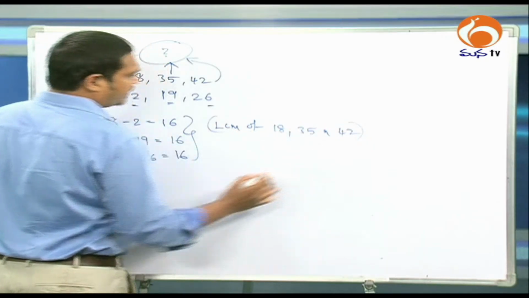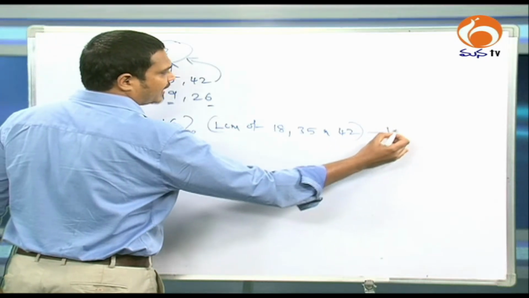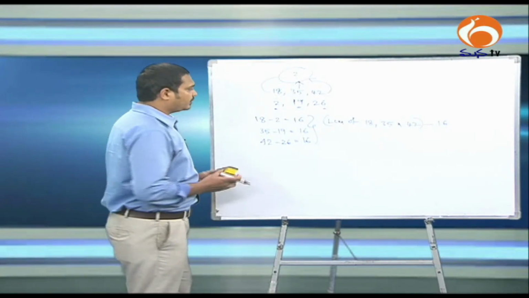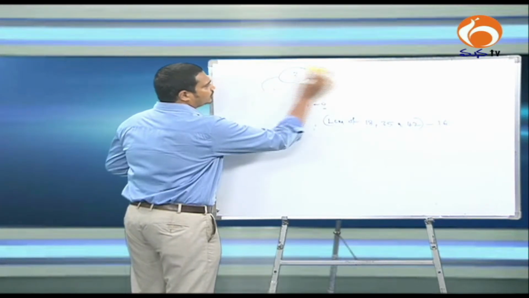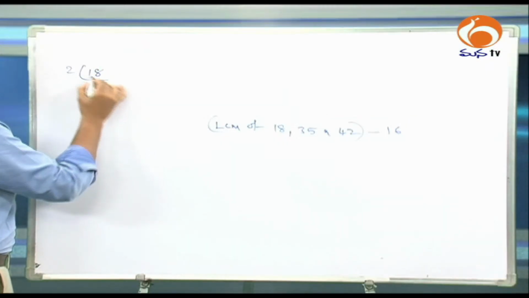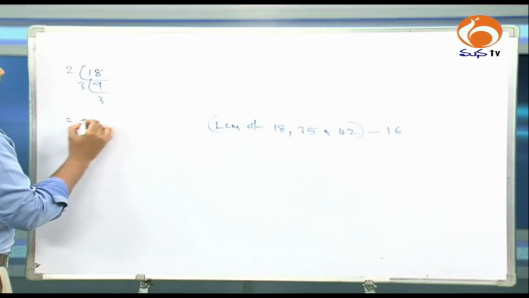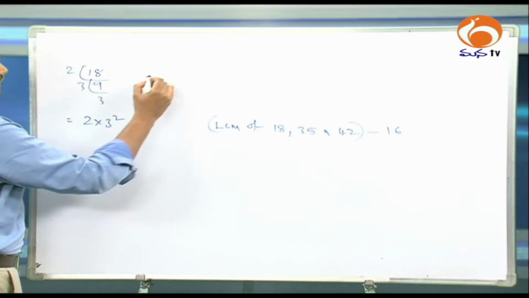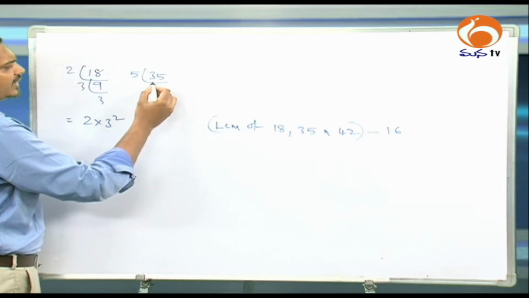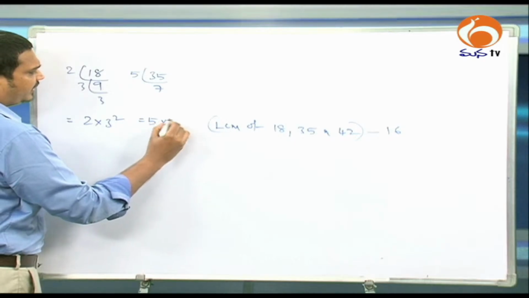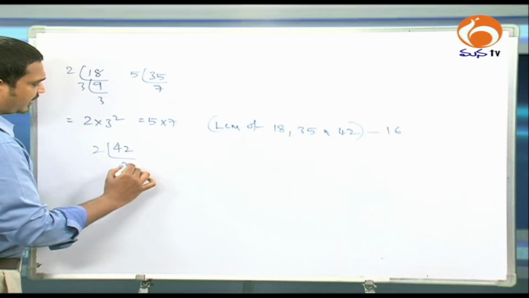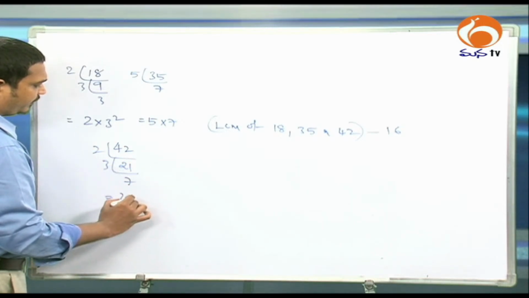Since the difference every time is 16, we will subtract this 16 from the LCM. Alright, LCM of 18, 35 and then 42. So let's solve the case. Let's check the LCM of 18, 35 and 42. Factorizing 18: 2, 9, 3, 3, so it is 2 into 3 power 2. Then 35 factorizes as 5 into 7. And 42 factorizes as 2, 21, 3, 7, so 2 into 3 into 7.